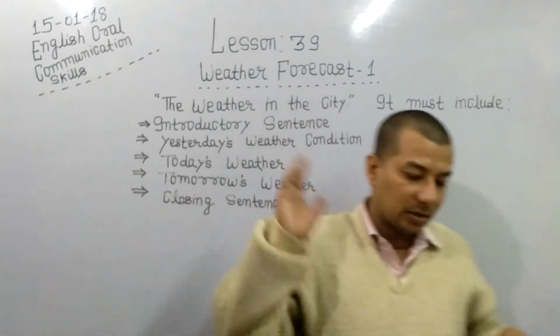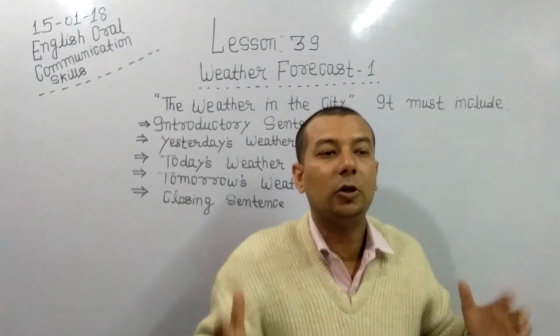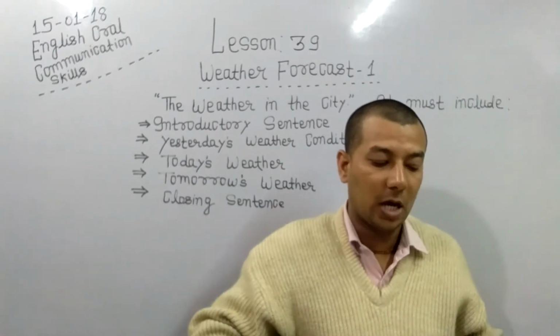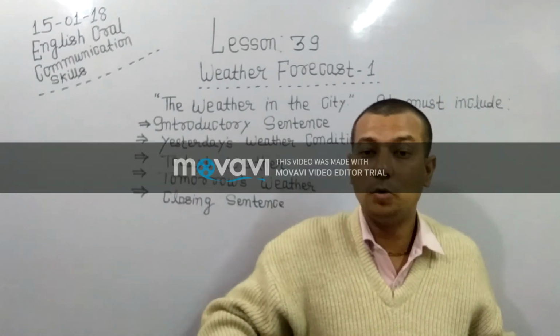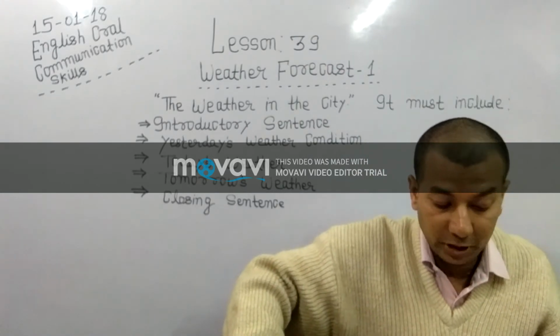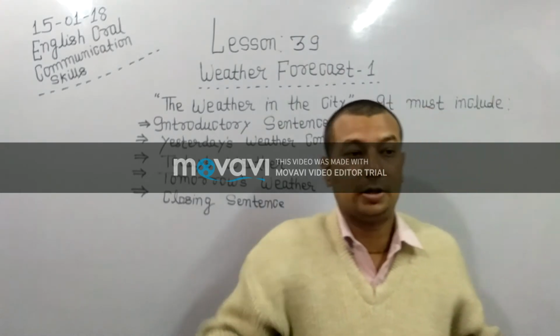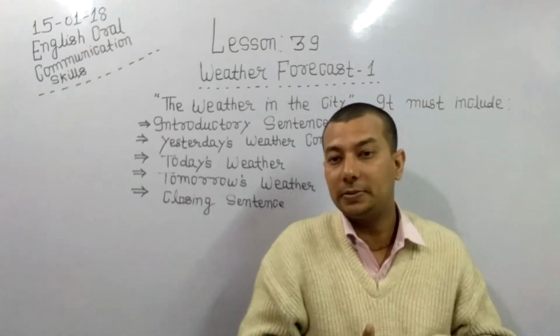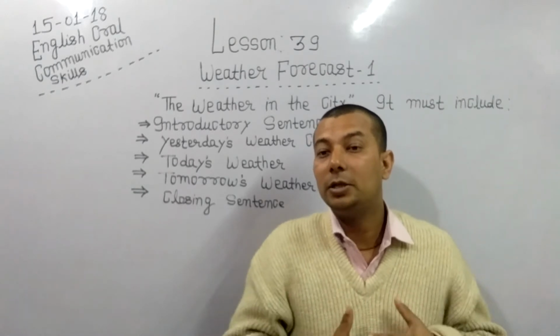So we are doing this lesson, weather forecast, where there are two learning objectives. Number one, you will learn to write the weather forecast as a weatherman or woman. And number two, you will understand the relationship between weather and temperature. Can we relate the temperature with the weather, or can we relate the weather to the temperature?